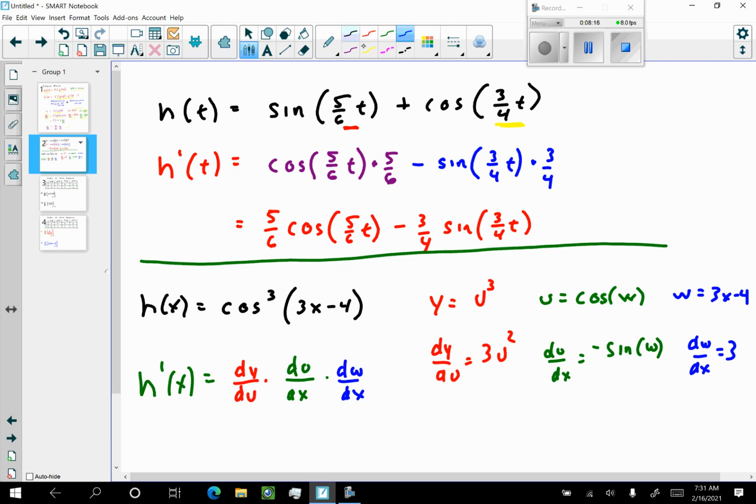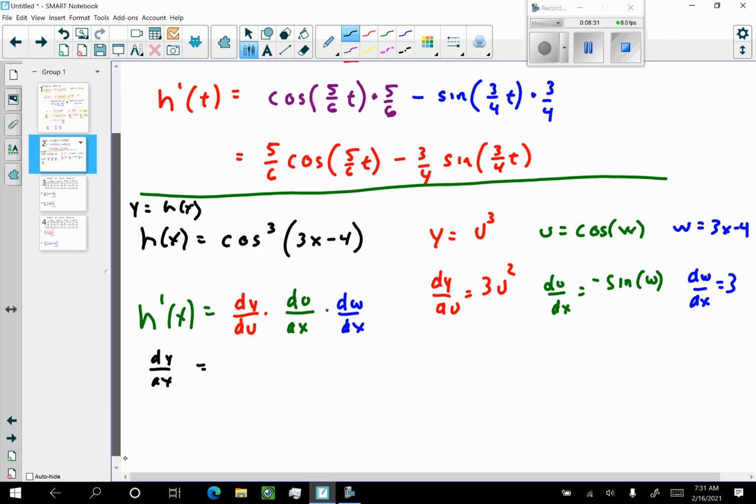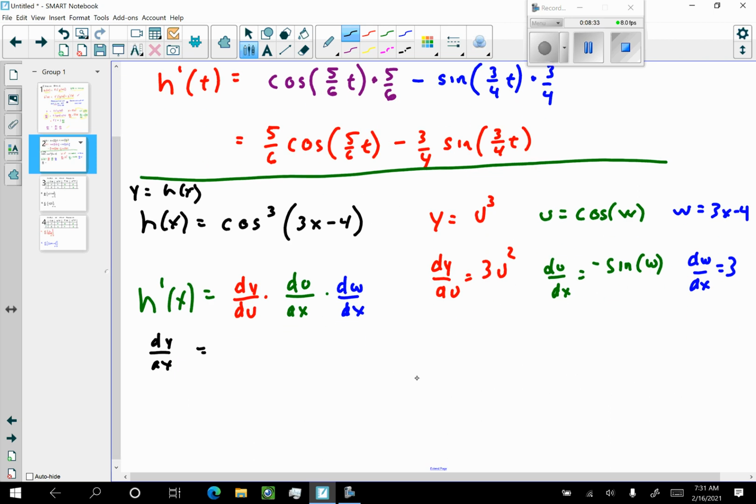And what could we say? If this was an output, h of x, this is y equal to h of x. And what did I want to find? I wanted to find dy dx. And what is dy dx? It's the product of these pieces. Now I'm just going to put these pieces in here. I have 3u cubed times, better put that in parentheses, negative sine of w times 3.